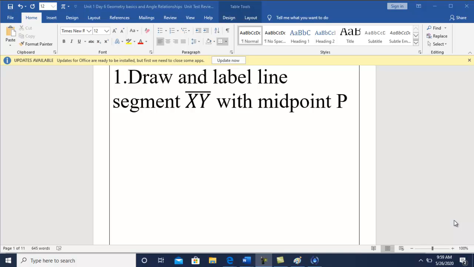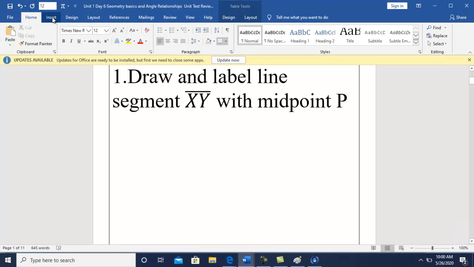Today we are going to look at Unit 1, Day 6, Page 1. There are 6 math problems we're going to take a look at. They just want us to either create or measure the following. So we'll start with number 1. First one says draw and label line segment XY with a midpoint P.